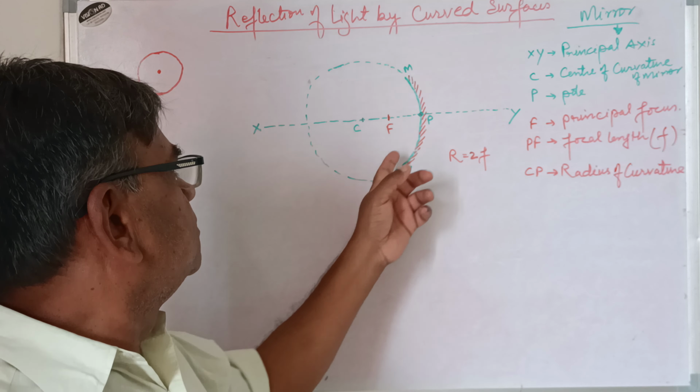Now, the first rule, rule one, is that any incident ray parallel to principal axis, after reflection, goes through the focus. ये focus से होके जाएगी इस point से. This is rule one. Understand? And rule two.